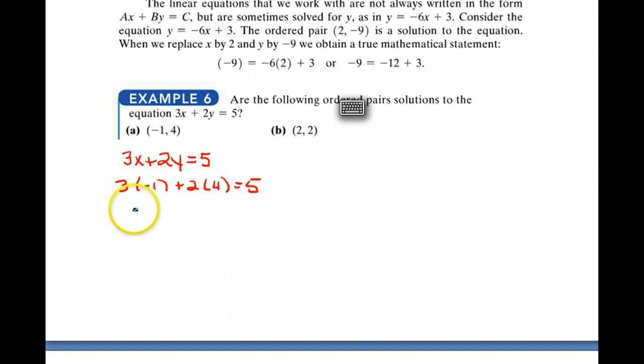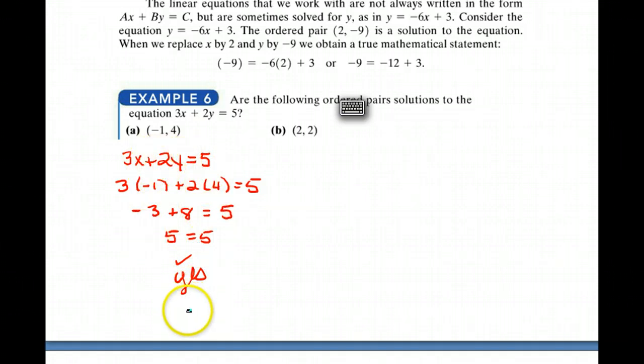3 times negative 1 is negative 3. 2 times 4 is 8. Bring down the equals 5. Negative 3 plus 8 is 5. Does 5 equal 5? Sure does. So that means that (negative 1, 4) is a solution to that equation.